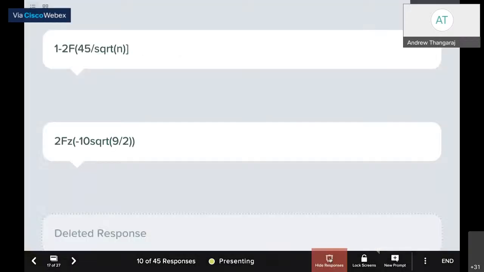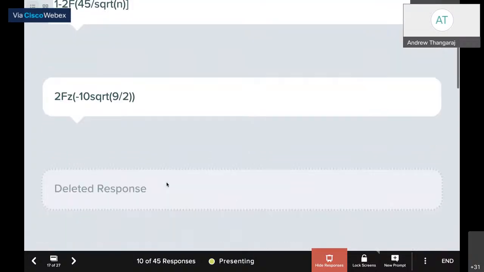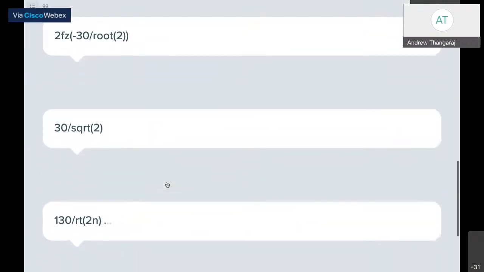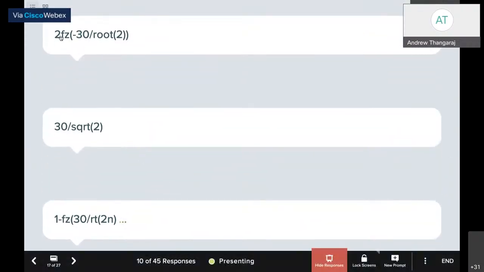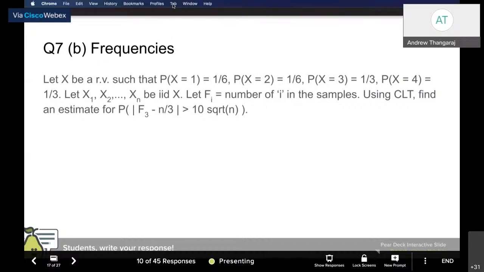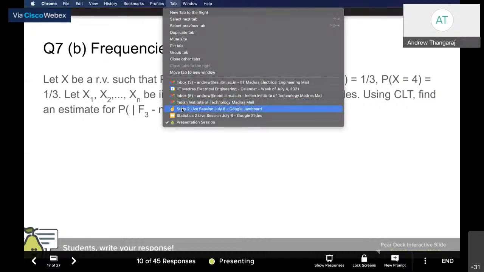Okay, there you go. Hit double digits. 1 minus 2, okay, minus 10. I think there are some answers which are sort of nearby. Yeah, 2fz minus 30 by root 2 looks correct. So that's correct. So let me show you the solution that I have.